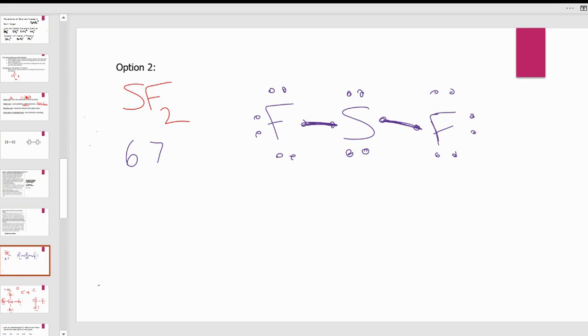This is what we're doing: connecting dots to try to get to a couple of numbers. Most elements are hunting for 8. The elements around helium are happy when they hit 2. There are going to be some exceptions, but not too many.